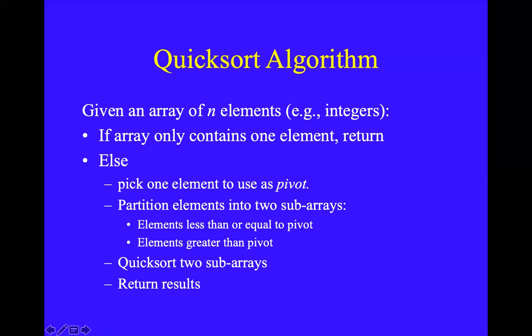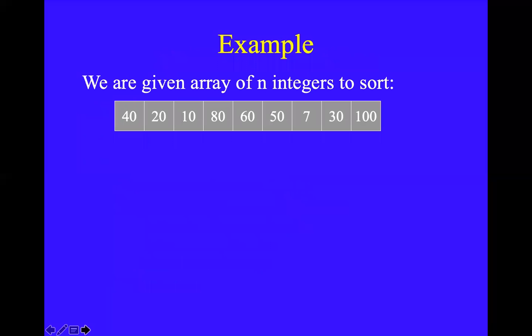Here I'm going to show one numerical example. The array contains 40, 20, 10, 80, 60, 50, 7, 30, 100. So there are 9 elements in total. Here we are going to apply the quicksort algorithm on this array. Now we will see how it works.